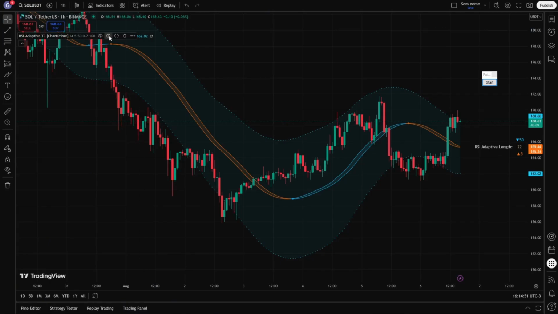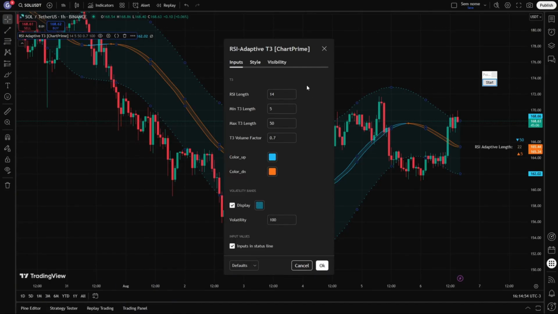By clicking here on the indicator settings gear, you can change several factors. You can change the RSI period, as well as the maximum and minimum period for the T3. Longer periods are ideal for swing traders. Shorter periods are ideal for day traders. There's also the volume factor tab, which controls how smooth the T3 curve will be. RSI length sets the calculation period for dynamic adjustment. You can also enable or disable the bands and change the colors however you like.